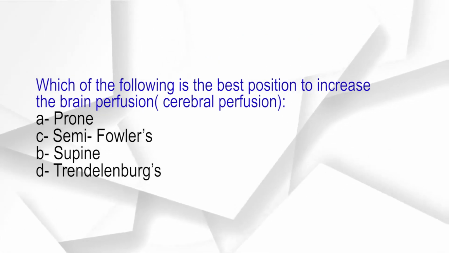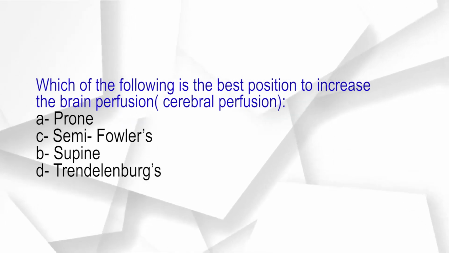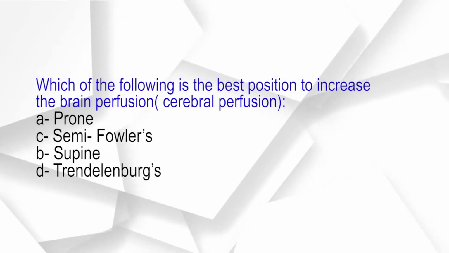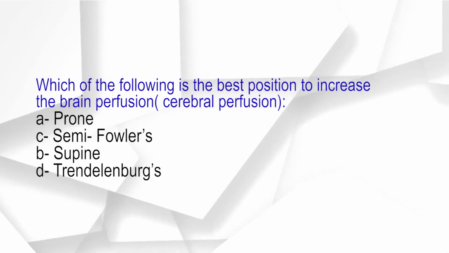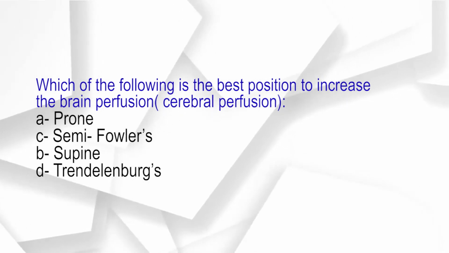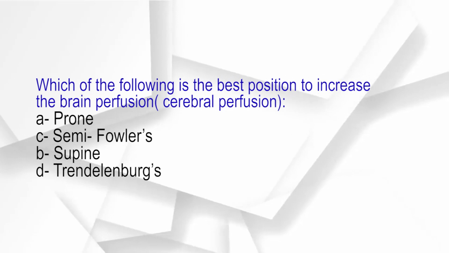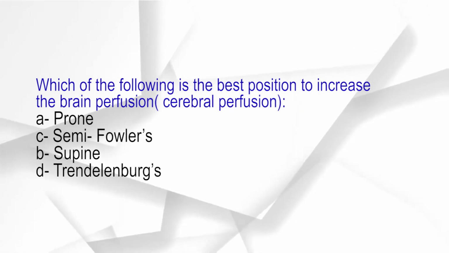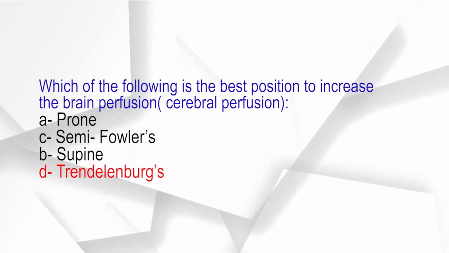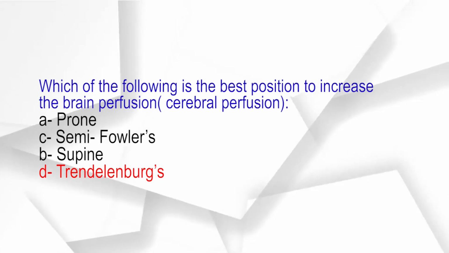Guys, here is the next question. Which of the following is the best position to increase brain perfusion, cerebral perfusion? Answer: the options are A prone, B supine, C semi-Fowler's, D Trendelenburg's, and the correct answer is option D, Trendelenburg's.